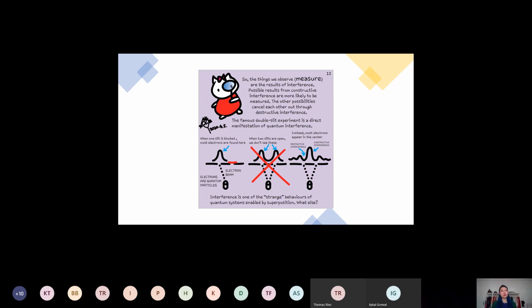If you just start with 1 slit, you block one of them, you will see a distribution of the electron beam passing through this slit. And you will have most of the electrons landing in the center of that slit. Then you will think, okay, if I unblock the other one, I may see 2 peaks. But that's not what happens.